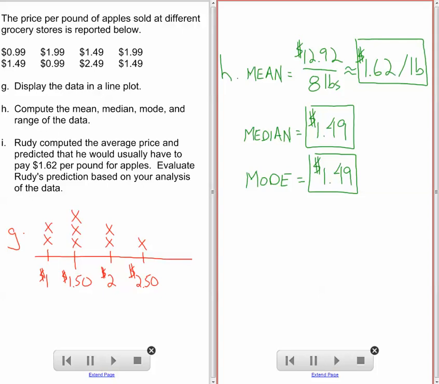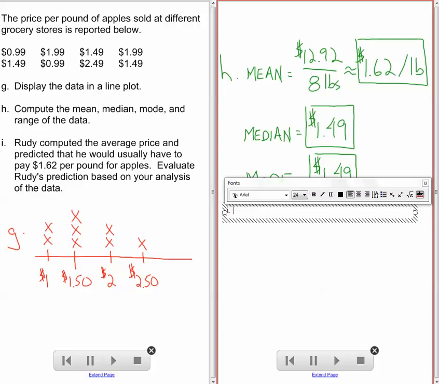All right, last thing. Rudy computed the average price and predicted that he would usually have to pay $1.62 per pound for apples. Evaluate Rudy's prediction based on your analysis of the data. Well, the problem is he says that we're going to usually pay $1.62 per pound, but nobody charges $1.62 per pound. I kind of disagree with Rudy there. I would say that Rudy can expect to usually pay $1.49 per pound based on the median and the mode. He'll never pay, excuse me, $1.62 per pound.